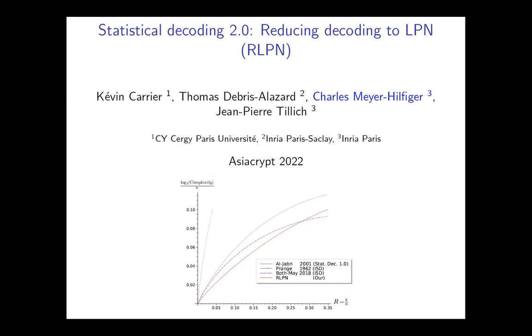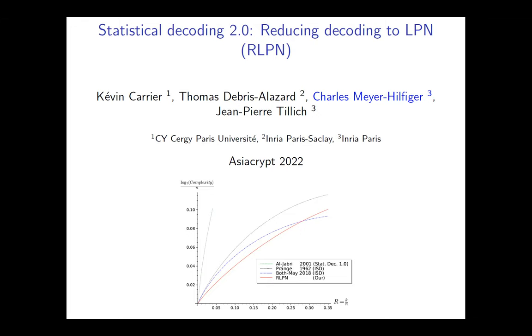So next talk is about Statistical Decoding 2.0, reducing decoding to LPN, by Kevin Carrier, Thomas Debris-Lazar, Charles Meyer-Hilfiger, and Jean-Pierre Tillich. And Charles will give the talk. Thank you, Ferdinand. So hello, I'm Charles, and I will present Statistical Decoding 2.0. This is a joint work with Kevin Carrier, Thomas Debris-Lazar, and Jean-Pierre Tillich.